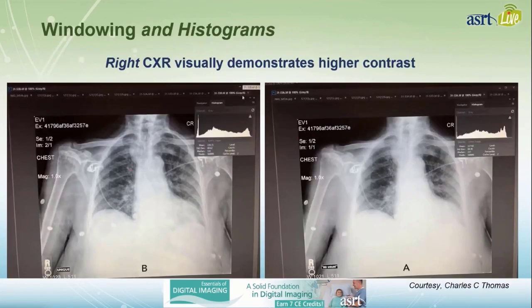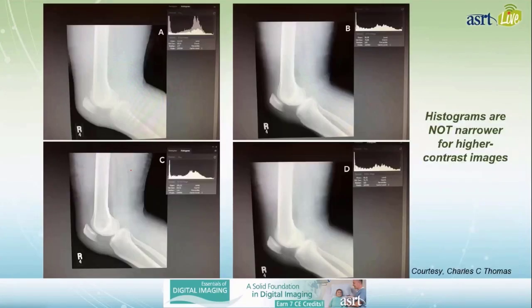Just to illustrate this point about histograms not being related in their breadth, or their width rather, to contrast, look at these two chest images, and you see the chest on the right is higher contrast. Then look at the histograms in the upper right corner. And you'd be hard pressed to say that that histogram is narrower, at least dramatically. Look at these knees. And what I did, I have to tell you, it's actually hard to find on some X-ray machines. You can't even bring up the histograms as you're looking at an image, but you're able to do it in Photoshop, interestingly enough.